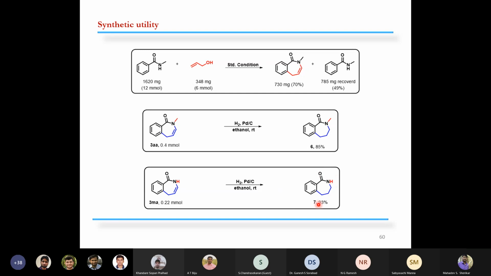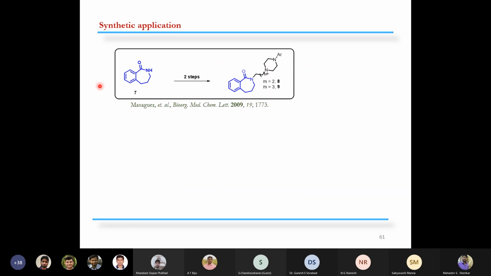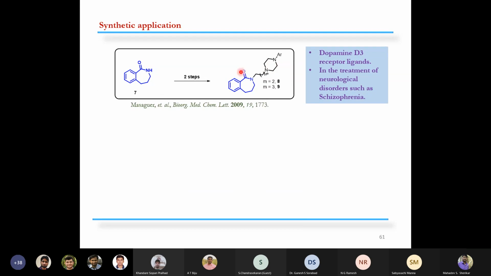This saturated benzolactam ring is important because it is useful for the preparation of this benzolactam derivative, indicated by 8 and 9, which was prepared by the Masagar group in 2009. This derivative acts as a dopamine D3 receptor ligand and can be used in the treatment of neurological disorders, such as schizophrenia.